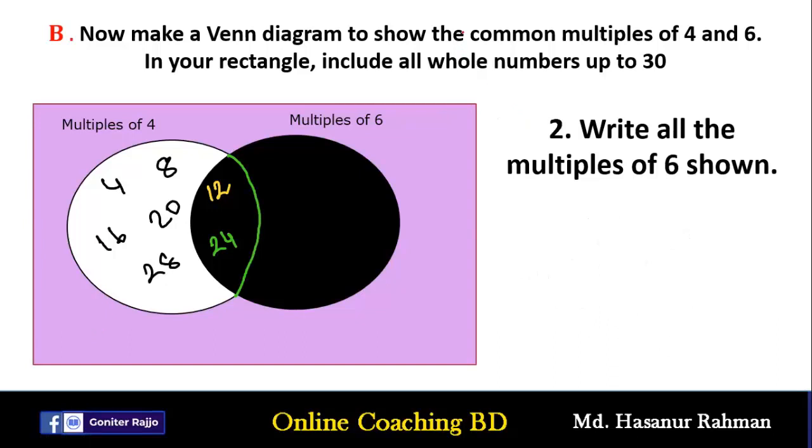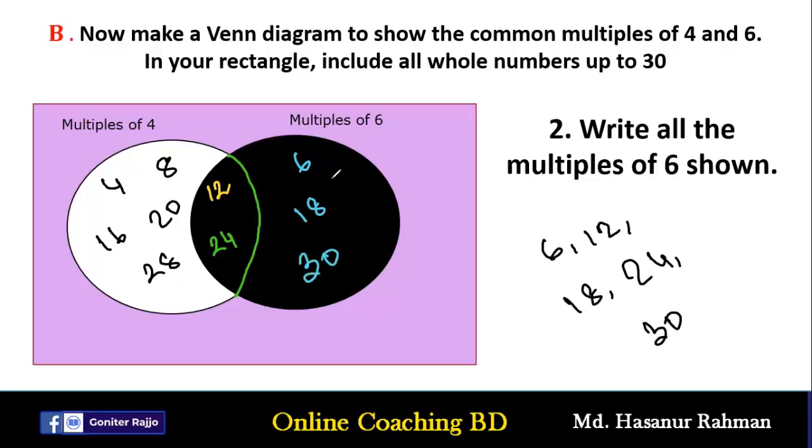Now the next question says, write all the multiples of 6 shown. So up to 30, we know that multiples of 6 are 6, 12, 18, 24, and 30. So here we have to write 6, 12 (already written here), 18, 24, and 30. So we've already found the multiples of 4 and multiples of 6. Up to 30, we have only 5 multiples of 6.